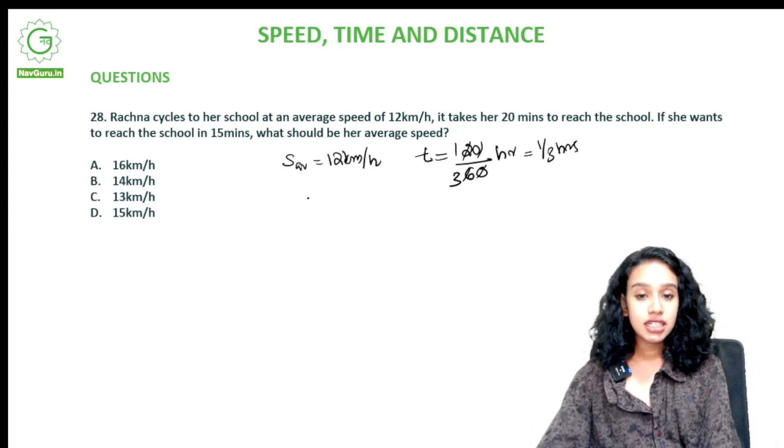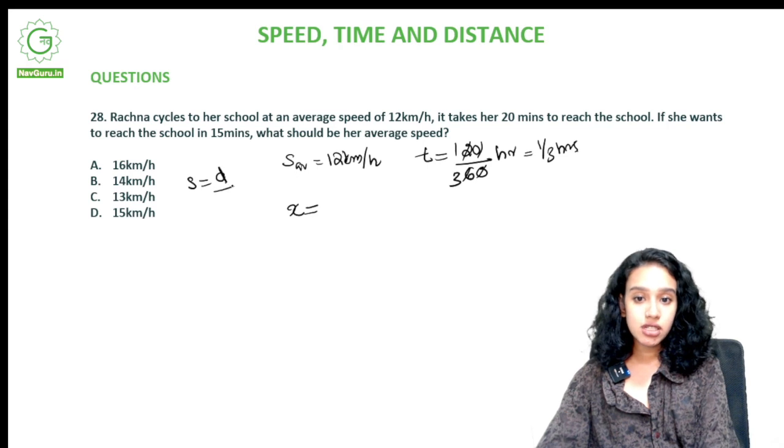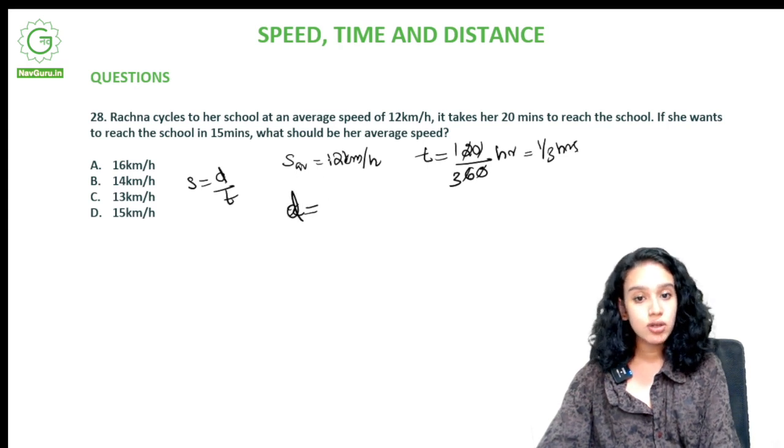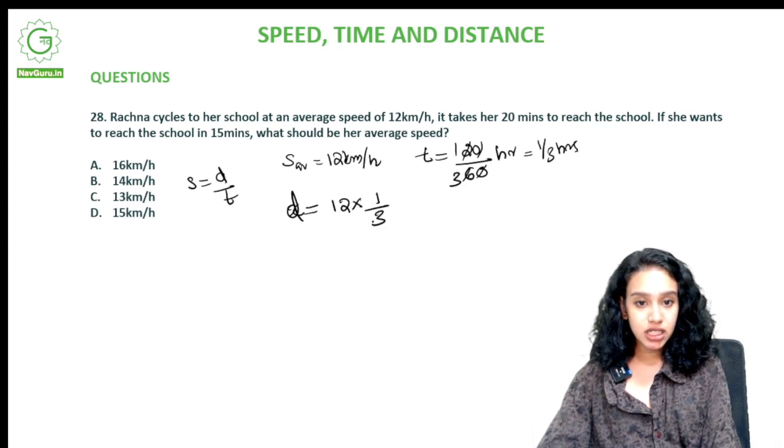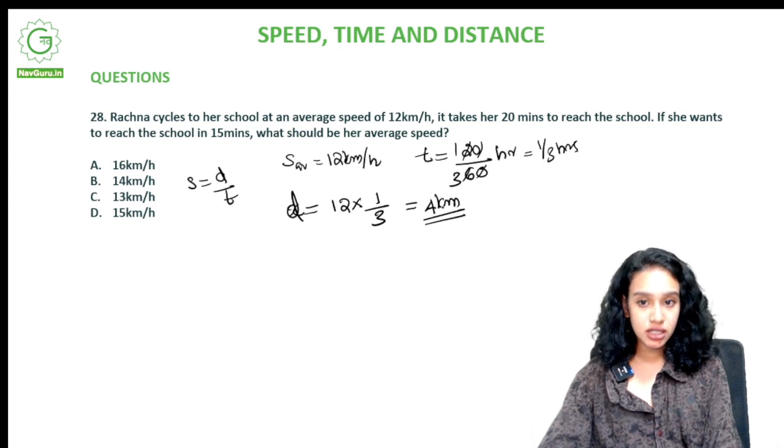So let's calculate the distance of her school from her place, right? Speed is equal to distance by time, so distance is equal to speed into time. Speed is 12 and time is 1 by 3. So we get 4 kilometers. 4 kilometers is the distance.